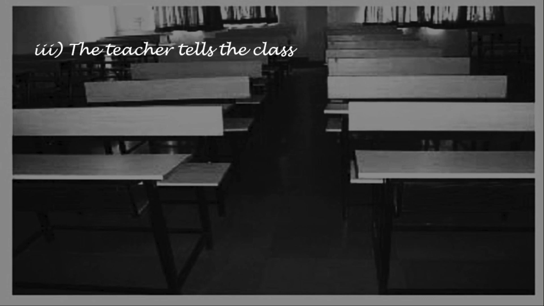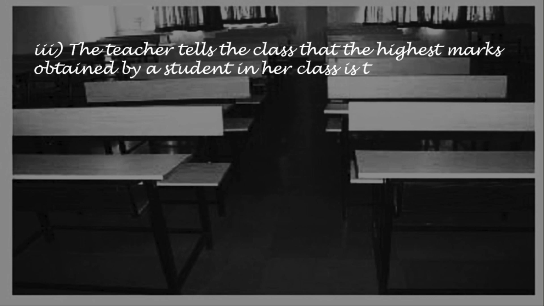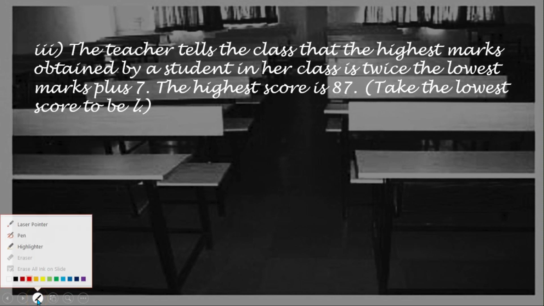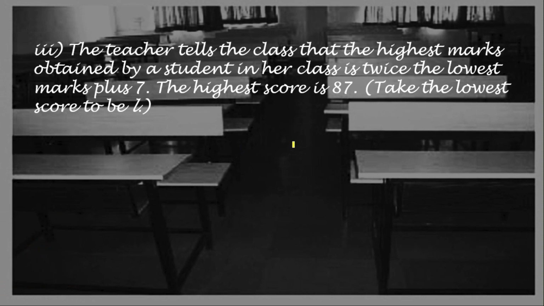The teacher tells the class that the highest marks obtained by a student in her class is twice the lowest marks plus 7. The highest score is 87. Take the lowest score to be L. Now see what is given in the question. The highest marks obtained by a student is 87. The first thing given to us is the marks, which is 87. It is the highest marks.